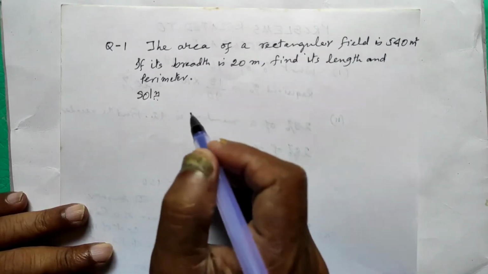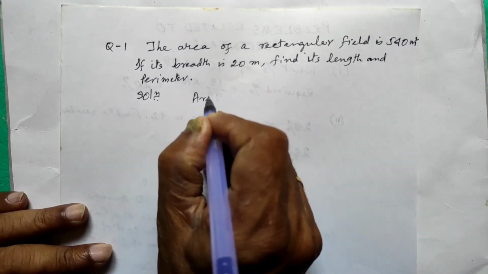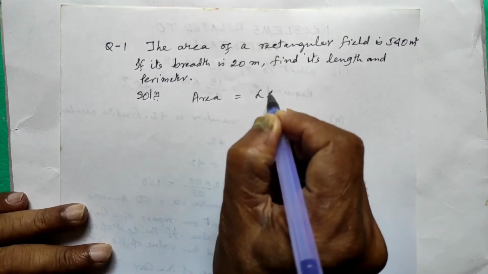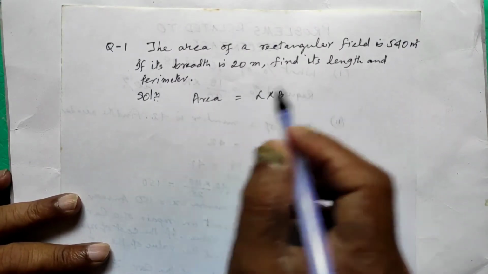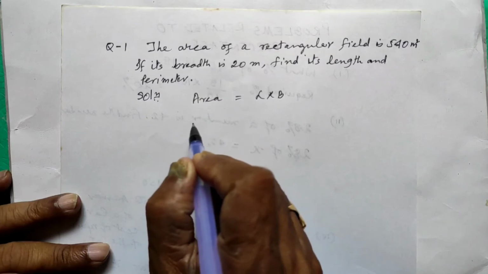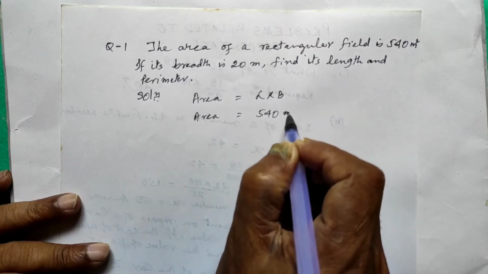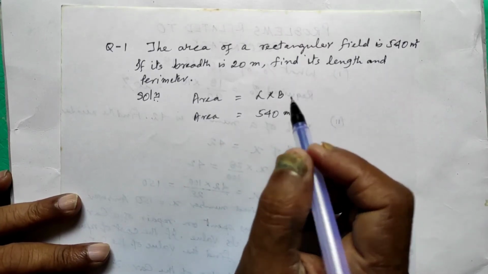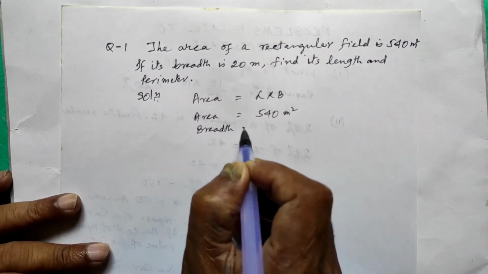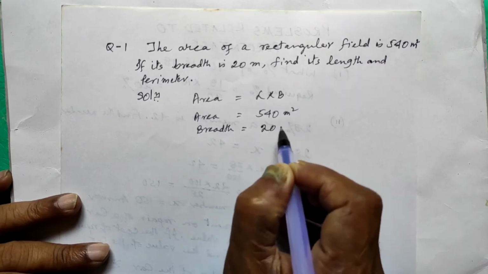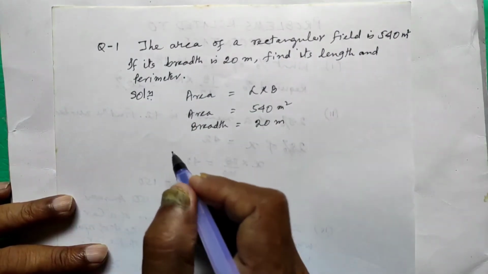Solution. Here the area is given, and we know that area equals length into breadth of a rectangle. Remember, it's a rectangular field. So here the area is given, 540 meter square, and its breadth is given, only 20 meter. So we have to find its length and perimeter. Let us do how to find it.